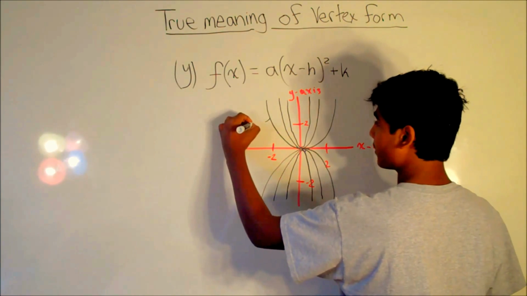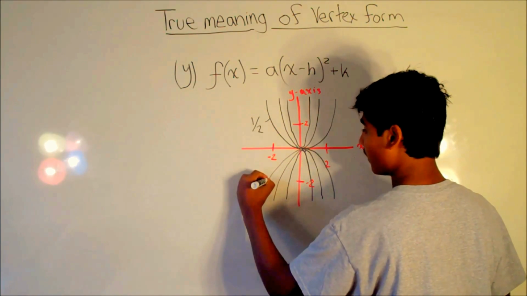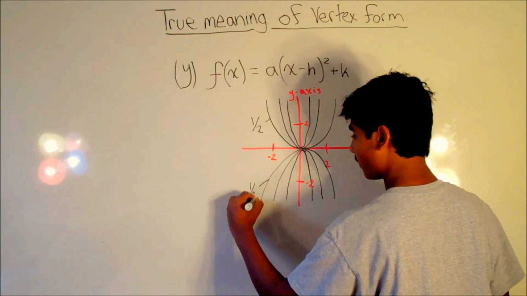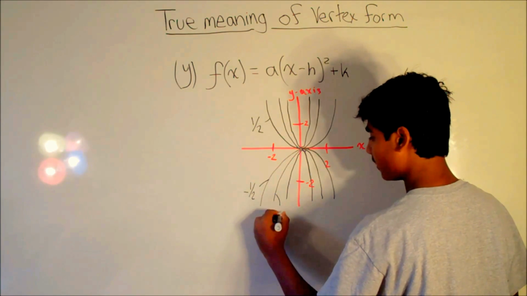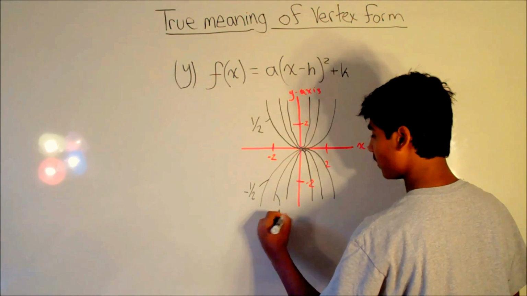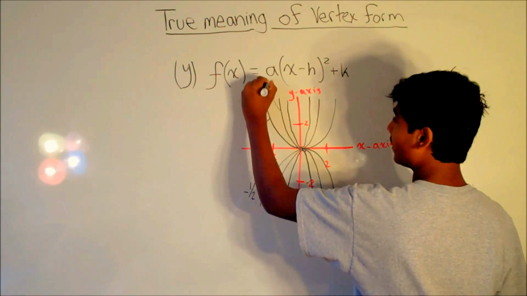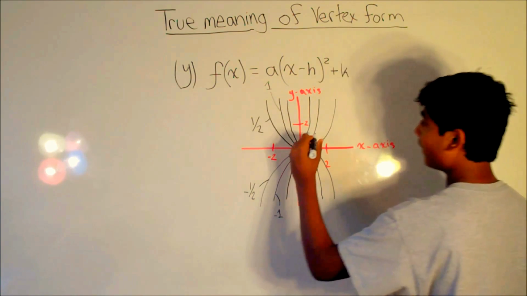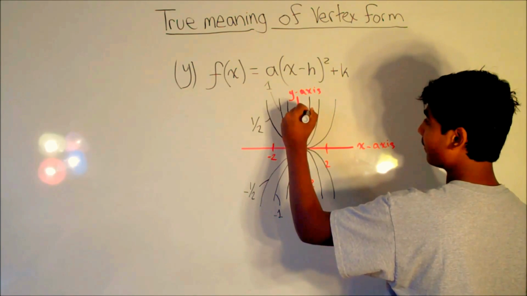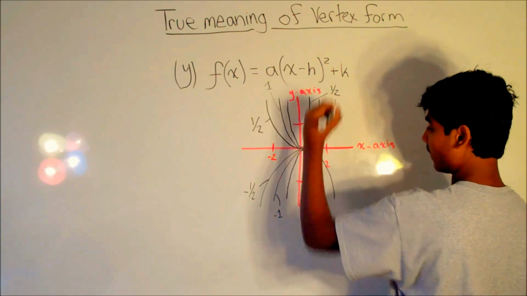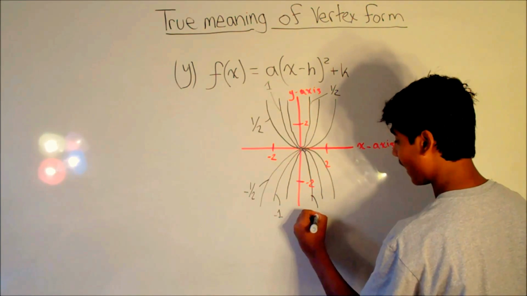So this resembles half, negative half. This resembles 1, negative 1. And this resembles 1. And this resembles half. And this resembles negative half.